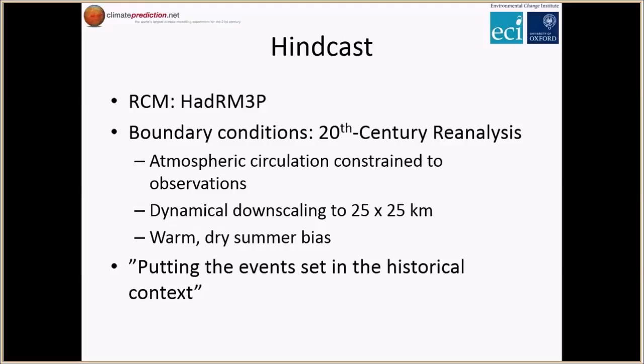Nonetheless, this is useful, and the role of the Hindcast in MaRIUS is really to put the event sets in the historical context and go far enough back in time for that.